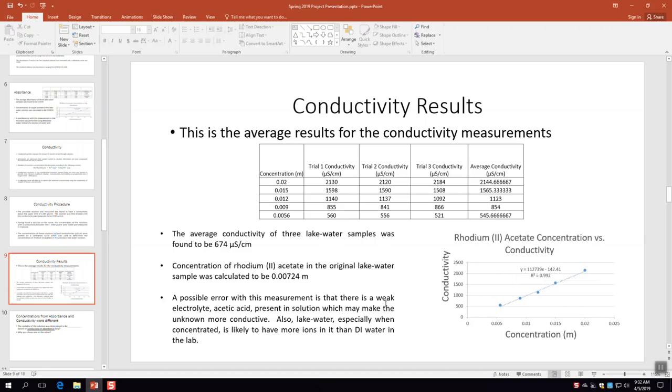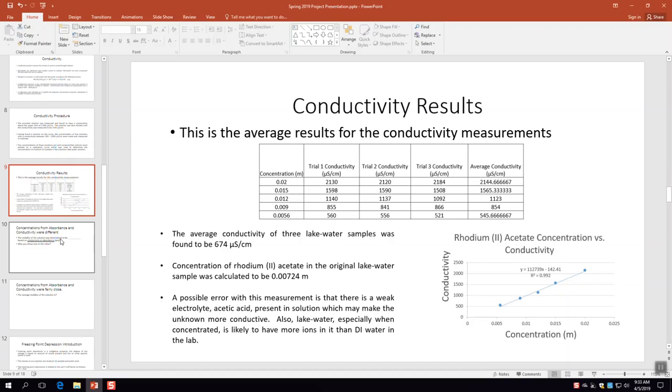Again, a possible error in this is that there is another weak electrolyte, the acetic acid, present in the solution, which may make the unknown more conductive, so it's possible that our unknown has an inflated conductivity that is not due solely to the rhodium-2 acetate, which our calibration curve was based solely off of. Additionally, the lake water is likely to have more ions in the water itself than the DI water that we used in the lab to make the calibration curve.